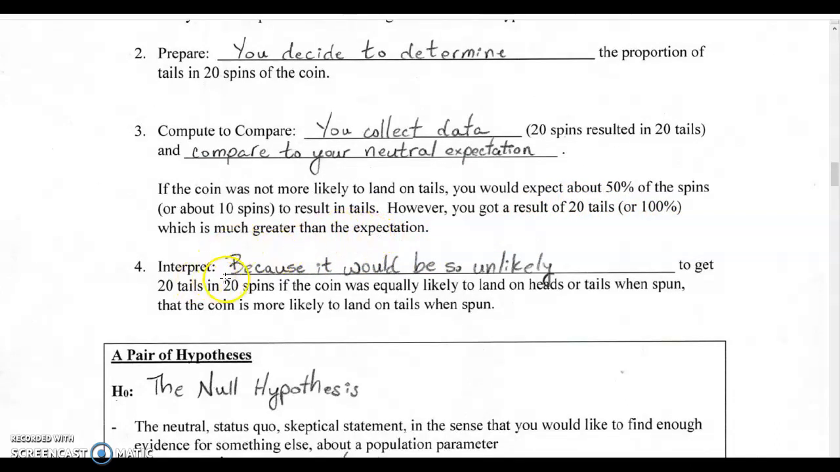So what we do is an interpretation. It says because it would be so unlikely to get 20 tails in 20 spins if the coin was equally likely to land on heads or tails when spun, in other words, a fair coin, that the coin is more likely to land on tails when it's spun.